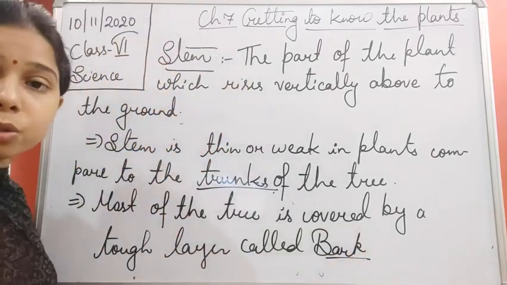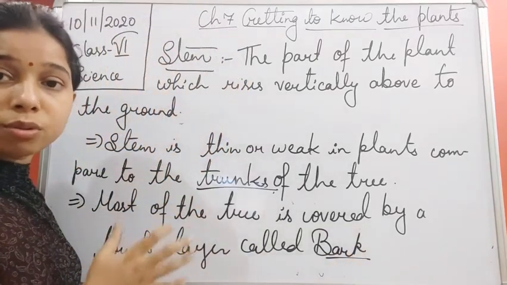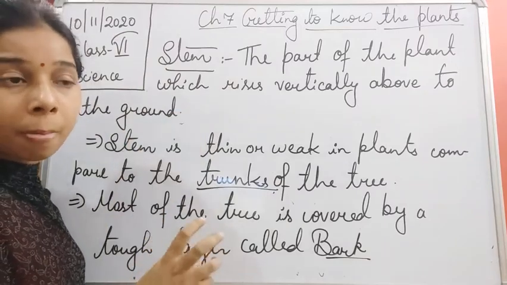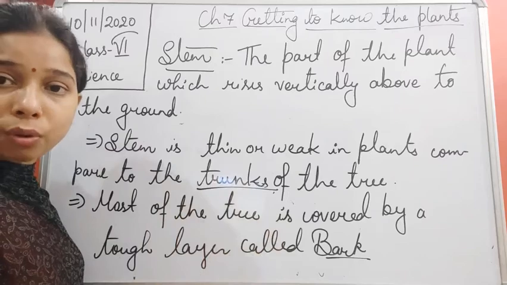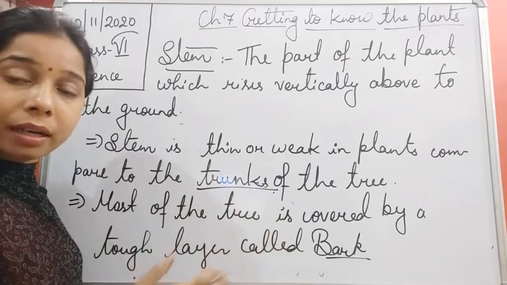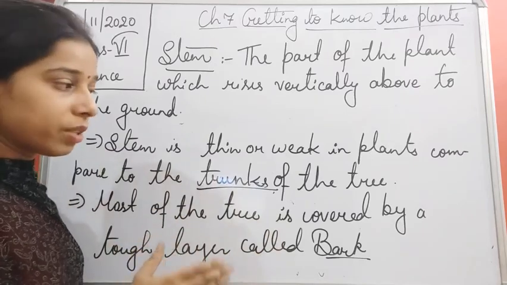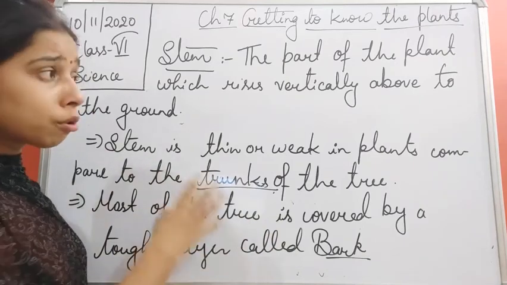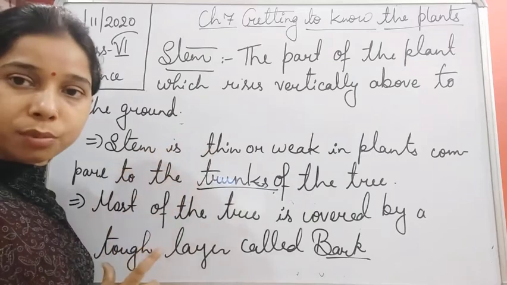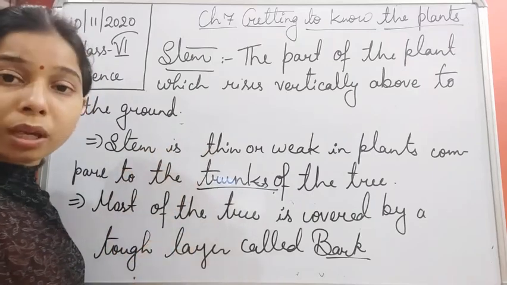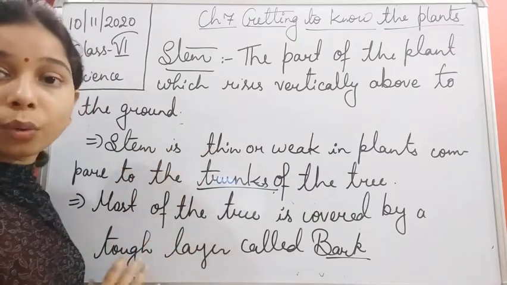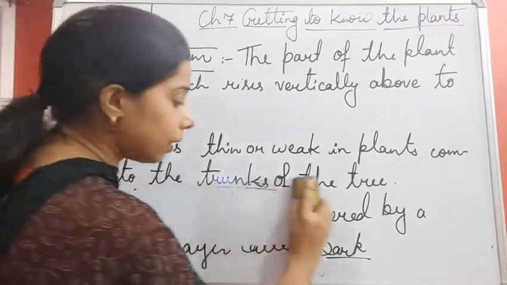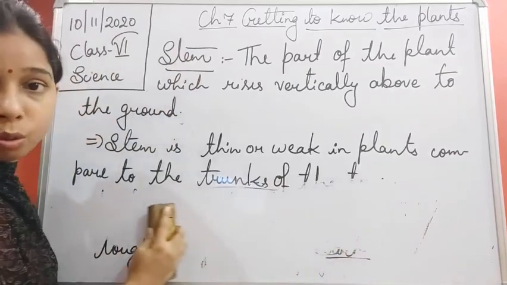So what is a bark, students? If you see the trunk, you will find that the outer portion is covered with dead cells that are known as the bark. It is a tough protective cover present outside the trunk, known as bark. So this is all about the stem, students. Now we have understood what a stem is, what a trunk is, and what bark is. Now what we have to understand, students, is the different functions of the stem.